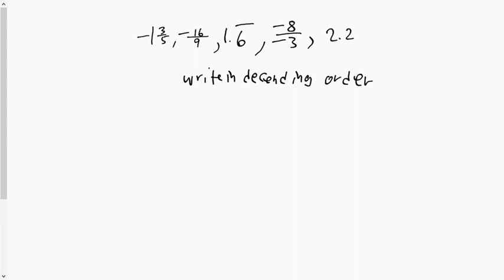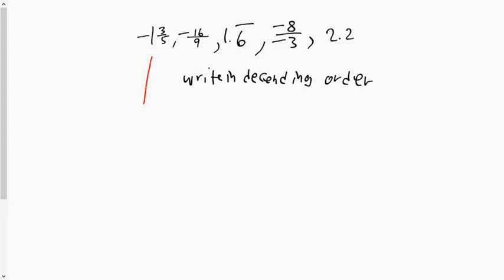Your second question gives you 5 rational numbers. Chapter 2 was on rational numbers. Rational numbers are any fraction or decimal, either an improper fraction or a mixed fraction, or any decimal like a terminating decimal or a repeating decimal. Here we have 5 different numbers. It says write in descending order.